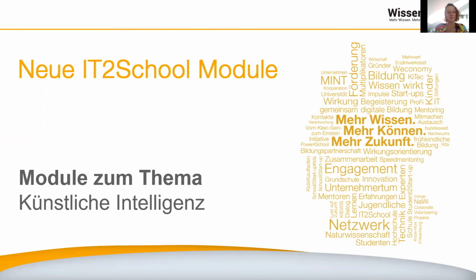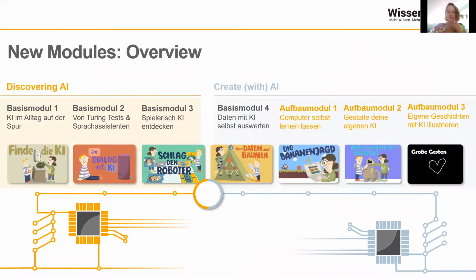So let's start with AI. We have overall developed 7 modules, and we've grouped them together into 2. The 2 groups are called Discovering AI and Creating with AI, according to the goals which we would like to achieve. But I also like to call this an adventure because module per module, you discover more about AI until you are able to create your very own learning algorithm.